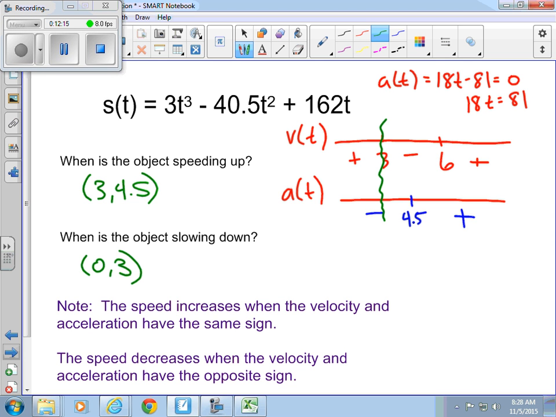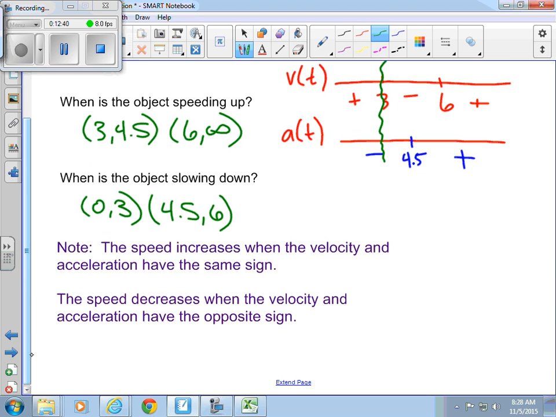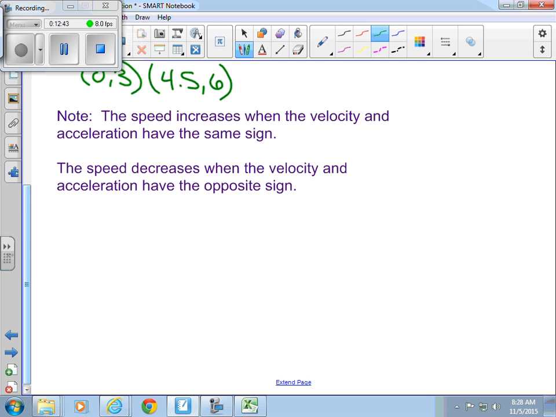Okay, what about from 4.5 to 6? What about the signs? Slowing down, good. Oh, I was looking at the next. And then the next one, 6 to infinity. I am speeding up. Okay, one more time, I just want to show you how this kind of works. Now this is what you really need to know. Speed increases when velocity and acceleration are the same sign, decreases when velocity and acceleration are opposite signs.